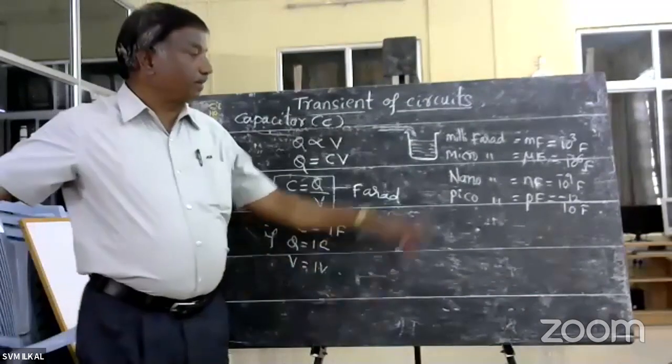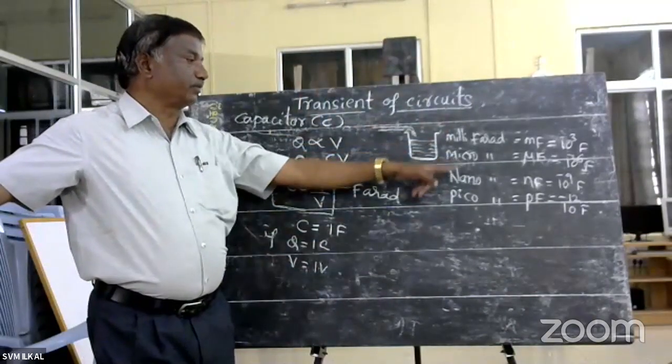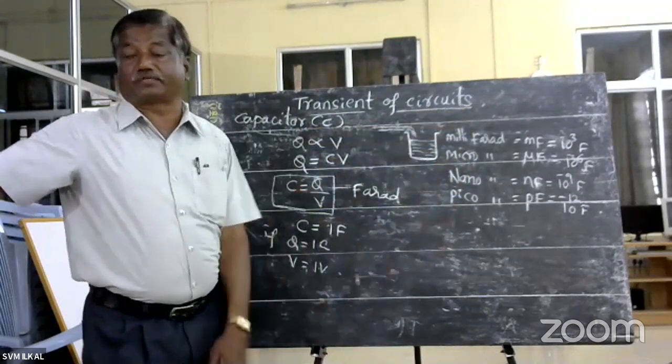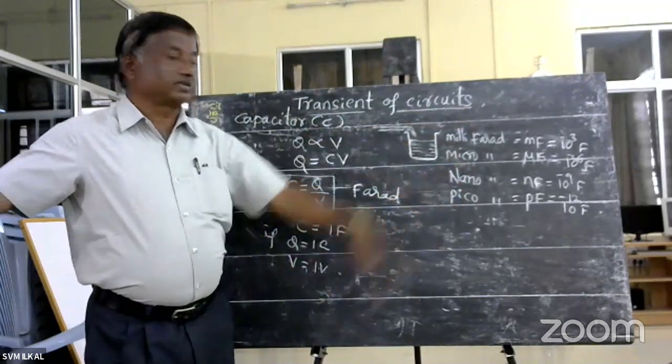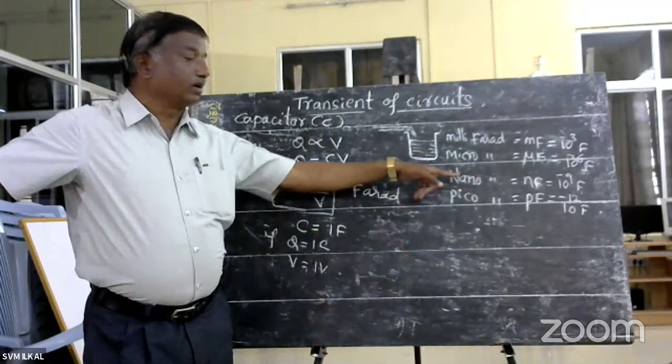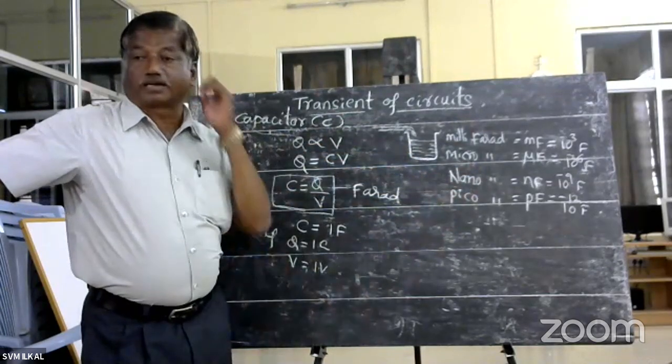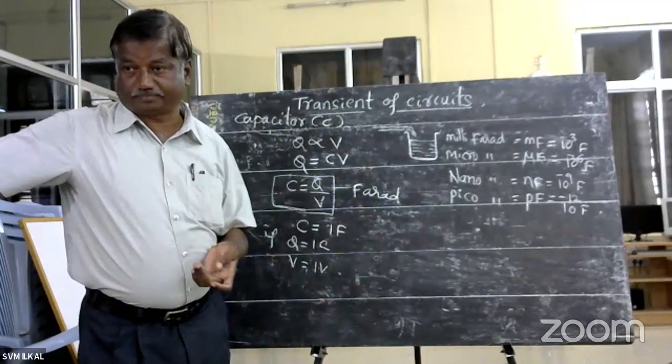Usually the capacity of the capacitor is measured in millifarad, microfarad, nanofarad and picofarad. 1 millifarad is 10 raised to minus 3 farad, 1 microfarad is 10 raised to minus 6 farad, 1 nanofarad is 10 raised to minus 9 farad, and 1 picofarad is 10 raised to minus 12 farad.